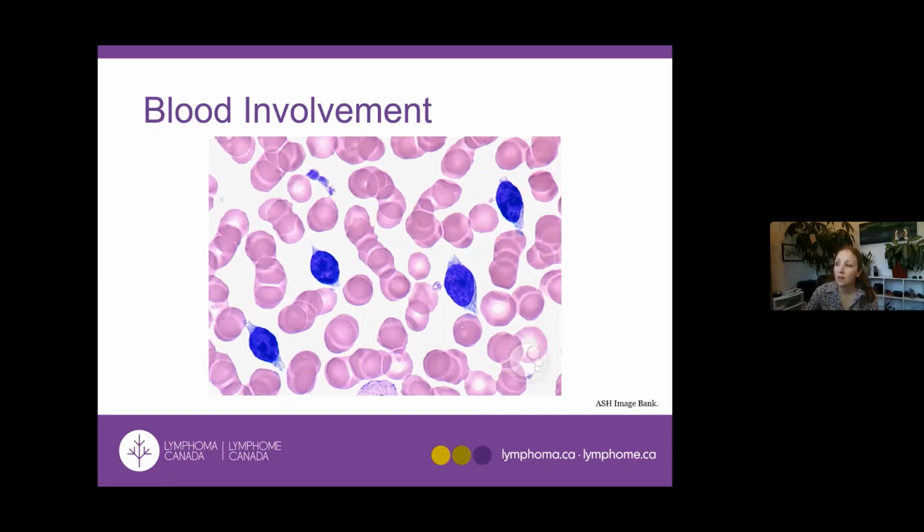So if we were to see this on the peripheral blood smear, then we could do a special type of testing called flow cytometry, which actually sorts the white blood cells according to proteins on their surface. So we can see if there's a bunch of white blood cells that all look like copies of each other that shouldn't be there, and that can indicate to us if there's concern for lymphoma on the peripheral blood.